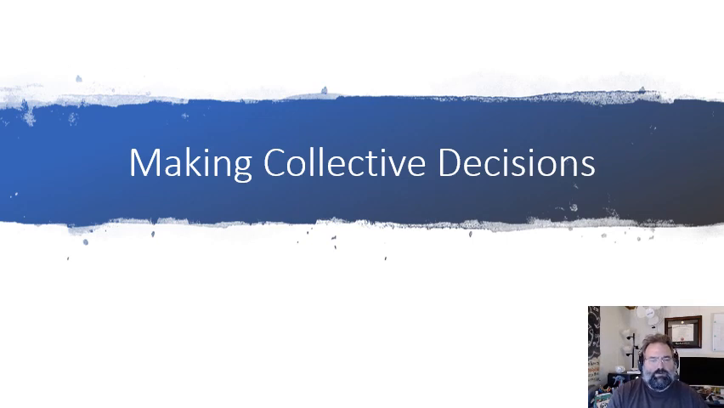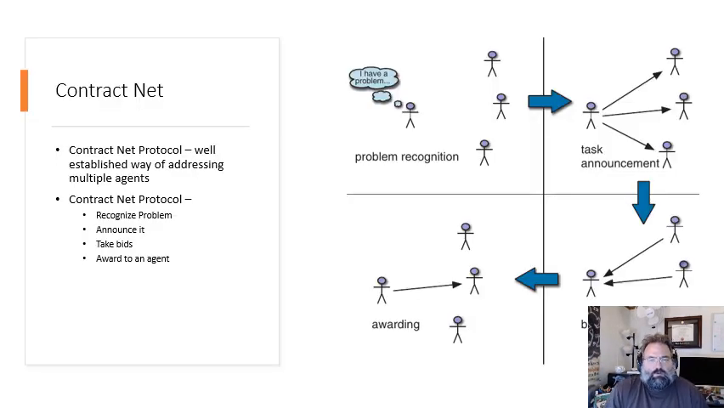Making collective decisions. So this is where you have a group of potentially equal agents involved, and there are several ways that we can approach this. One is called a contract net protocol. This has been around forever.